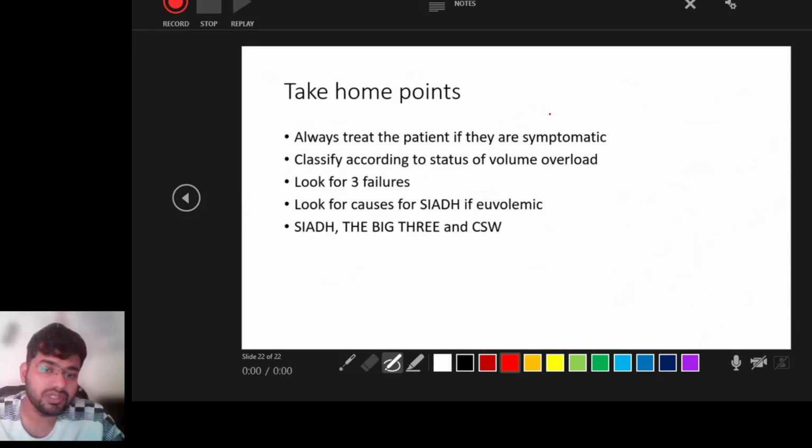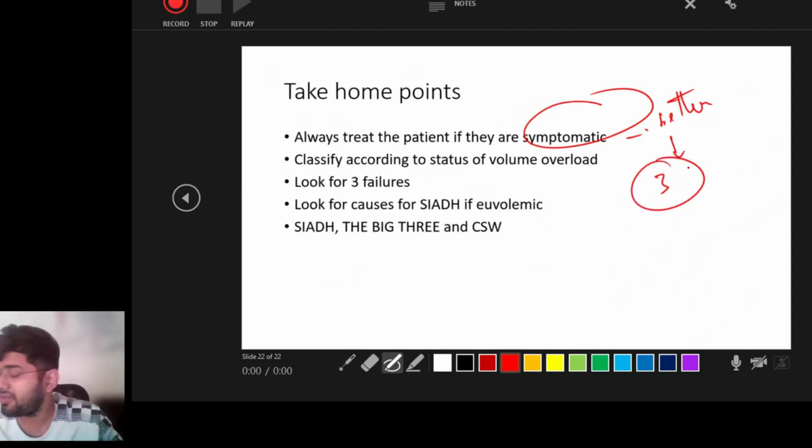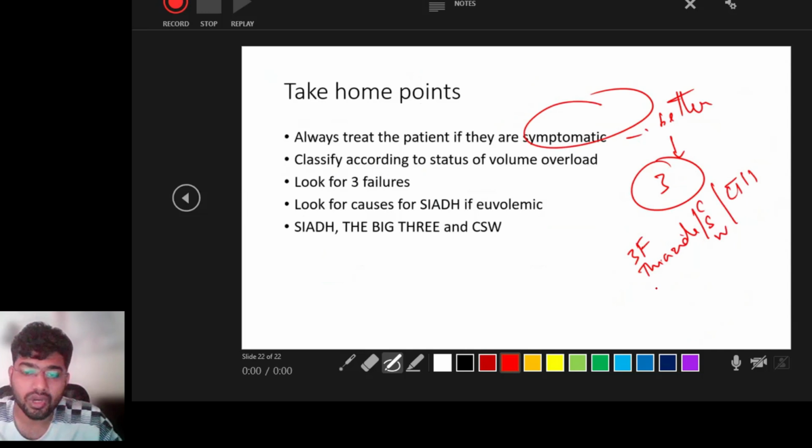So take home points: all patients with symptomatic hyponatremia should be treated with 3% saline. Once you have treated with 3% saline, and patients have become better, try to find the cause. The causes can be divided into three: hypervolemic, hypovolemic, and euvolemic. Hypervolemic, the three failures. Hypovolemic, thiazide diuretic, CSW, that is cerebral salt wasting syndrome, and CTID. Euvolemic, SIADH, Addison's, and thyroid.